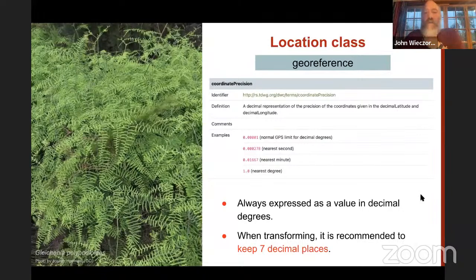Beyond those, we get into other georeference terms like the coordinate precision. This one is descriptive. And what it does is it describes to us the level of precision that was provided in the coordinates that end up being given in decimal latitude and decimal longitude. And you can see in the examples that they are all numbers, and they are numbers that are given in decimal degrees. So look at that second example. It's for the nearest second, but it's a number that if you put a nearest second into decimal degrees would be 1 divided by 60 divided by 60, or 1 over 3600. So that's how the coordinate precision works. Again, when you transform a coordinate precision, we want to keep 7 decimal places, just as we did with the coordinates that we were transforming.